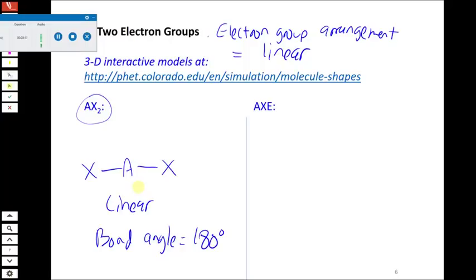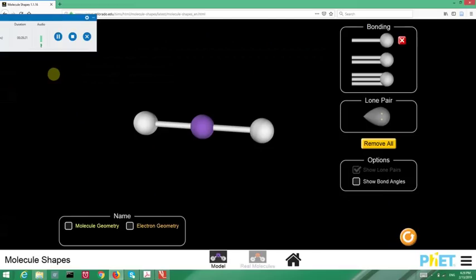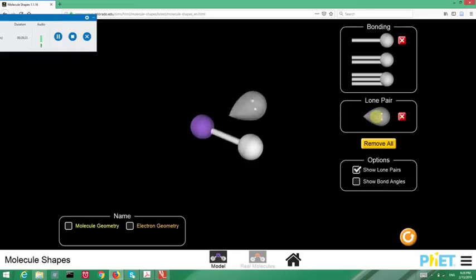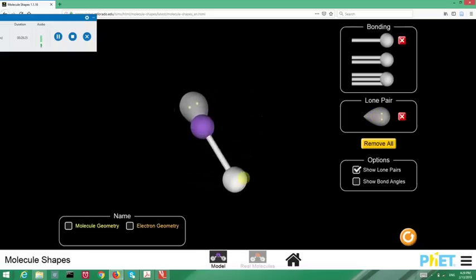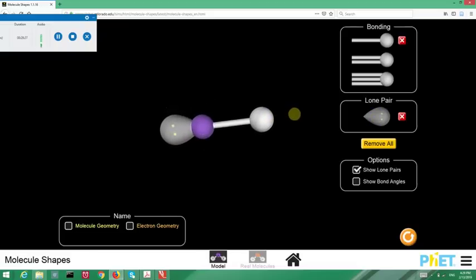Now we also have AXE, so that's another 2 electron group arrangement that would have, again, 2 electron groups, 1 X and 1 E in this case. So if we go to the simulator website, we're going to take one of these off and put a lone pair on. This one I think is pretty trivial because you only have 2 atoms bonded to each other. Okay, and then a lone pair on the other side. Remember, the 2 electron groups still go linear with respect to each other, so the atom is pointing in one direction, the lone pair is pointing in the other direction.